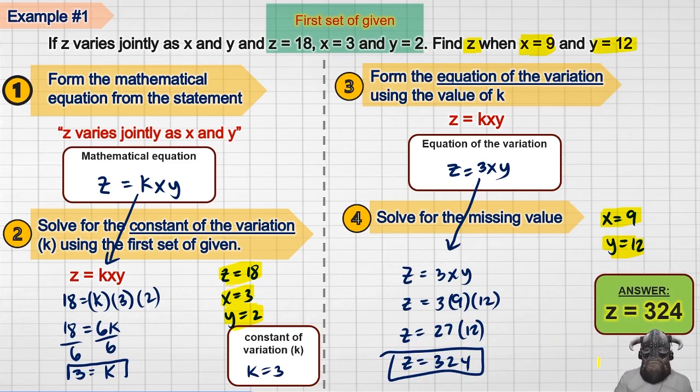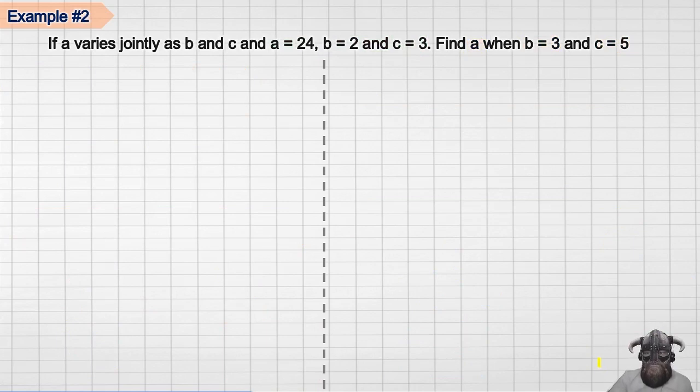So let's try to have another example. Example number 2. If A varies jointly as B and C and A is equal to 24 when B is equal to 2 and C is equal to 3, now we are asked to find the value of A when B is equal to 3 and C is equal to 5.